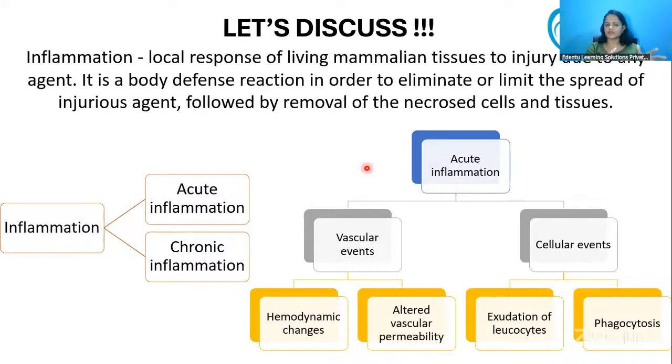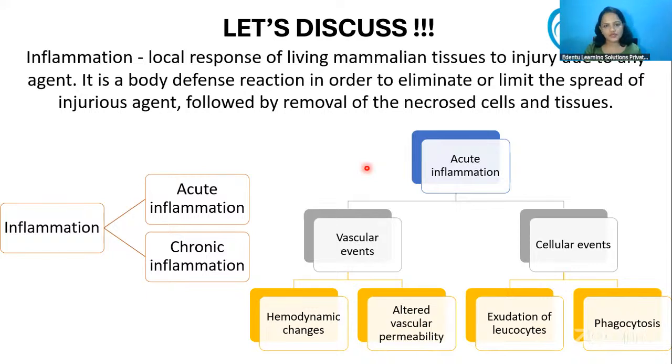So any kind of response that is given by the living tissue to an external agent is called inflammation. It is a kind of defense reaction by the body against the external agent. The body is trying to defend itself against external factors. Now, based upon the duration, inflammation can be of two types. We have acute inflammation, which is generally of shorter duration, and chronic inflammation, which can go on for weeks or months.